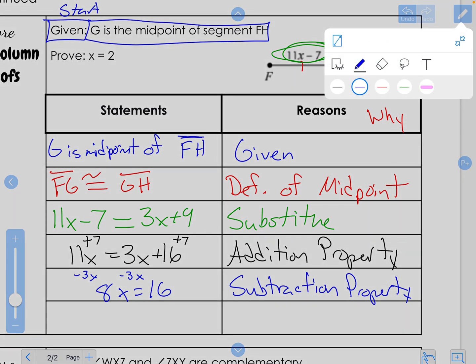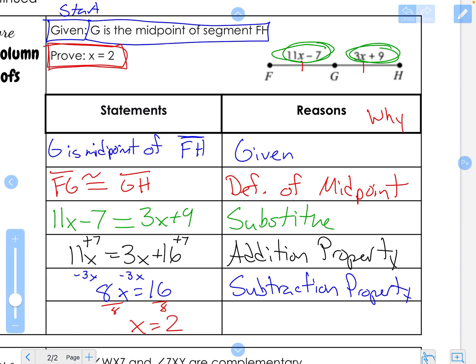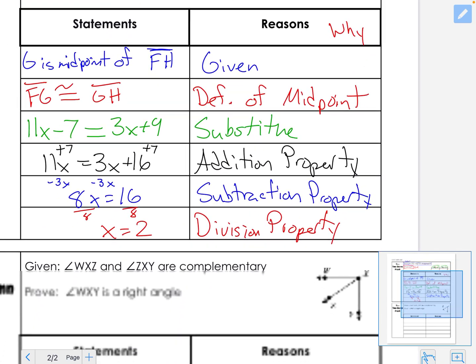And then finally, I'm going to use division to get the x all by itself. So I know that x equals 2. And if I look back up here at the top of the proof, this I know is my end. Once I get to x equals 2, I know I'm done. So I need to write down division property. So now let's look at our next example.